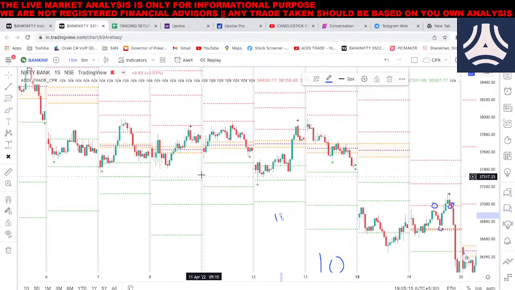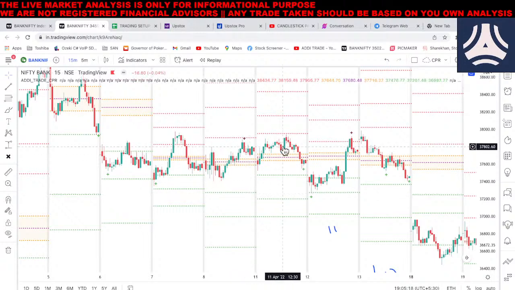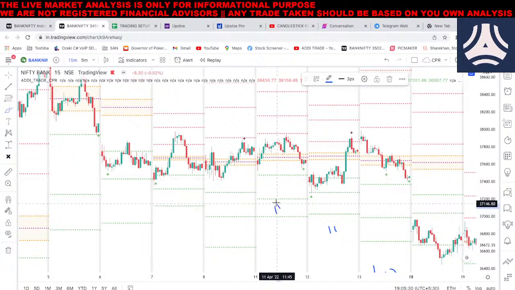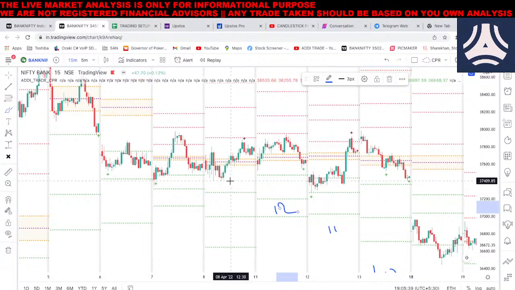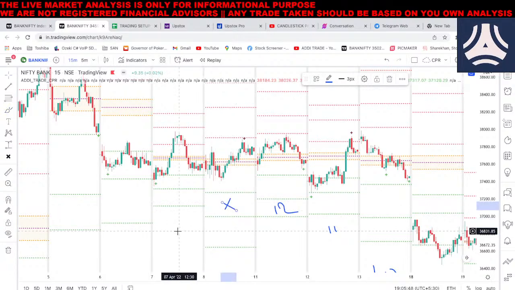We rejected R1 and came until the CPR even on this day on April 11th. So I'm going to mark this as 12. We opened at CPR, and I mentioned when we open at CPR and trade very close to CPR, we'll just remain sideways. So there was no perfect entry that we could have taken. So I'm going to mark this as no.